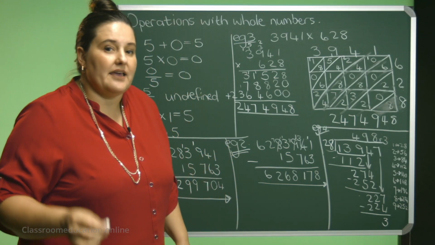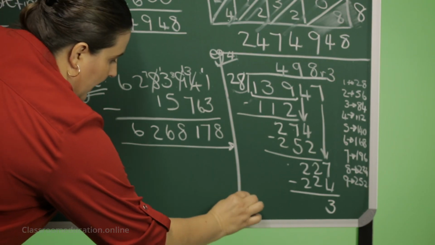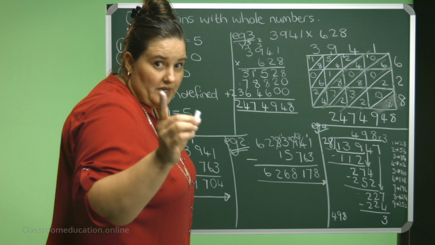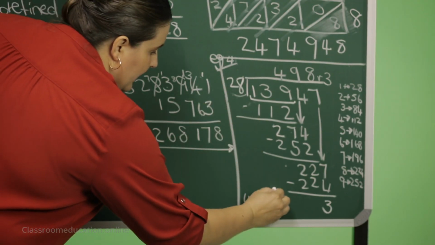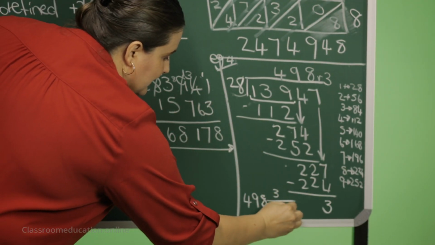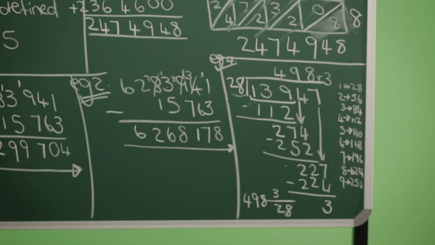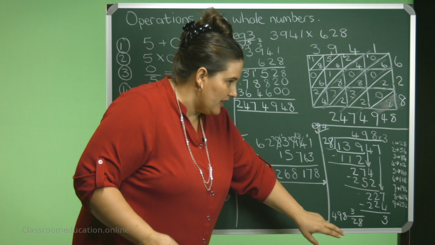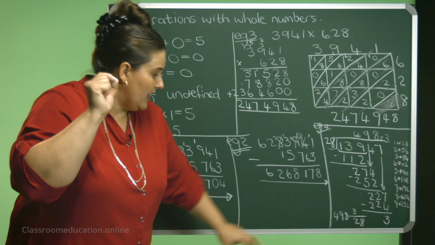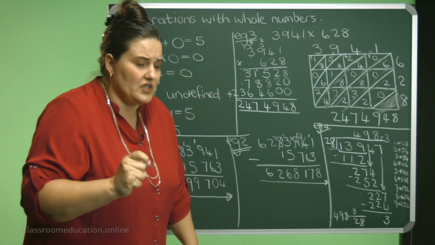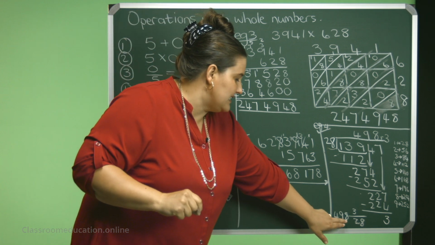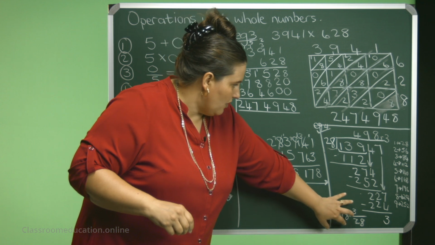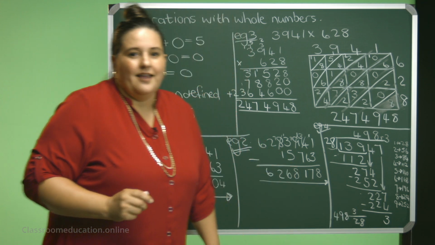Or you can say the answer is 498. And now, boys and girls, watch what I'm doing now. And 3/28. Okay. And 498, careful here. 498 and 3/28 is not the same as 498.3. It's not the same. Okay. So you can also write it like that.